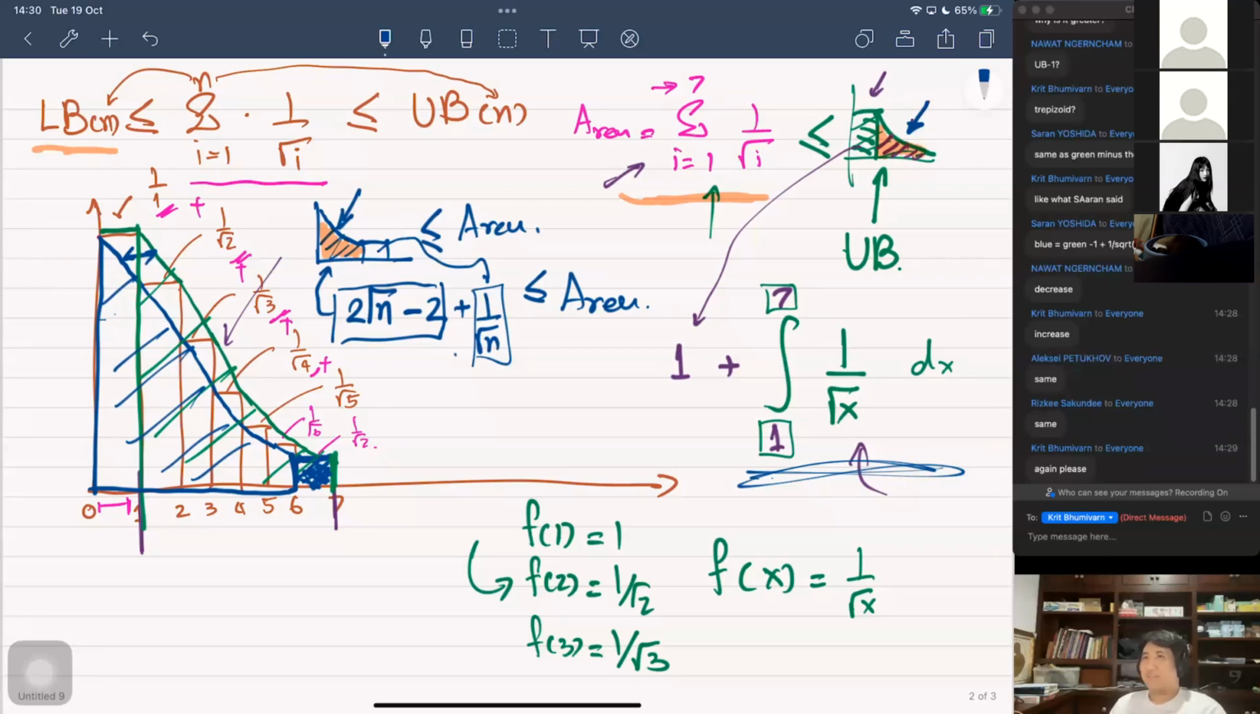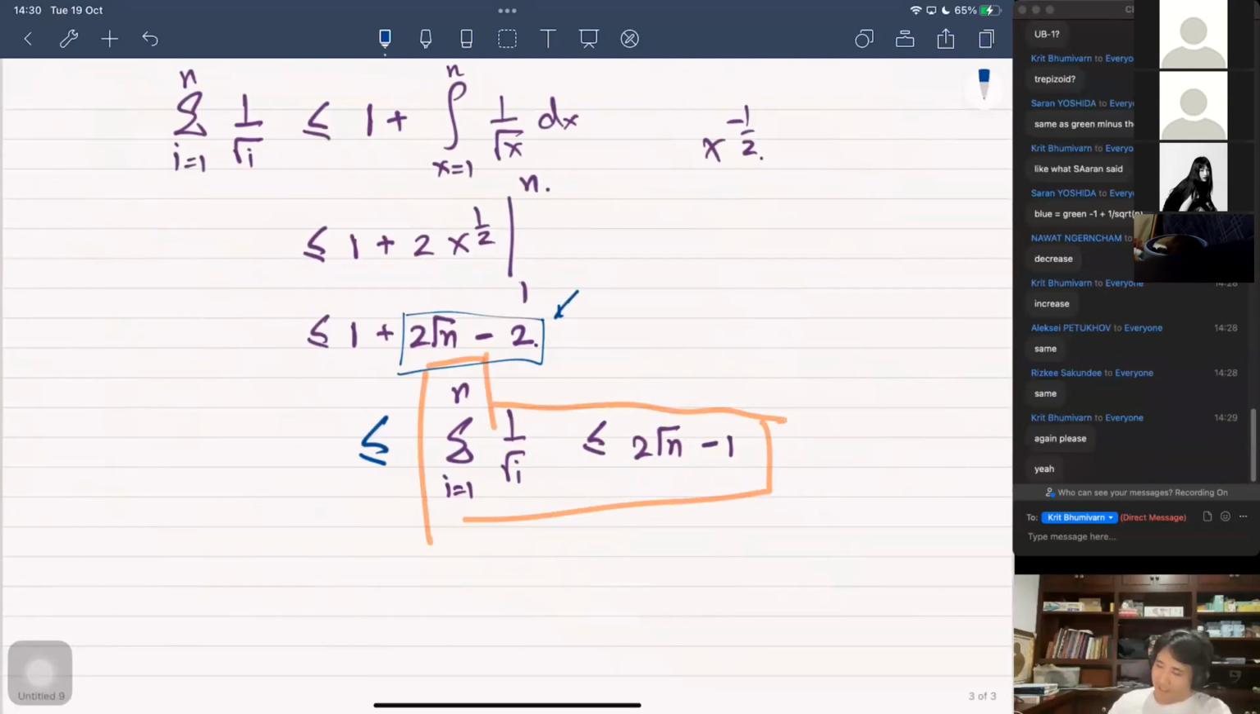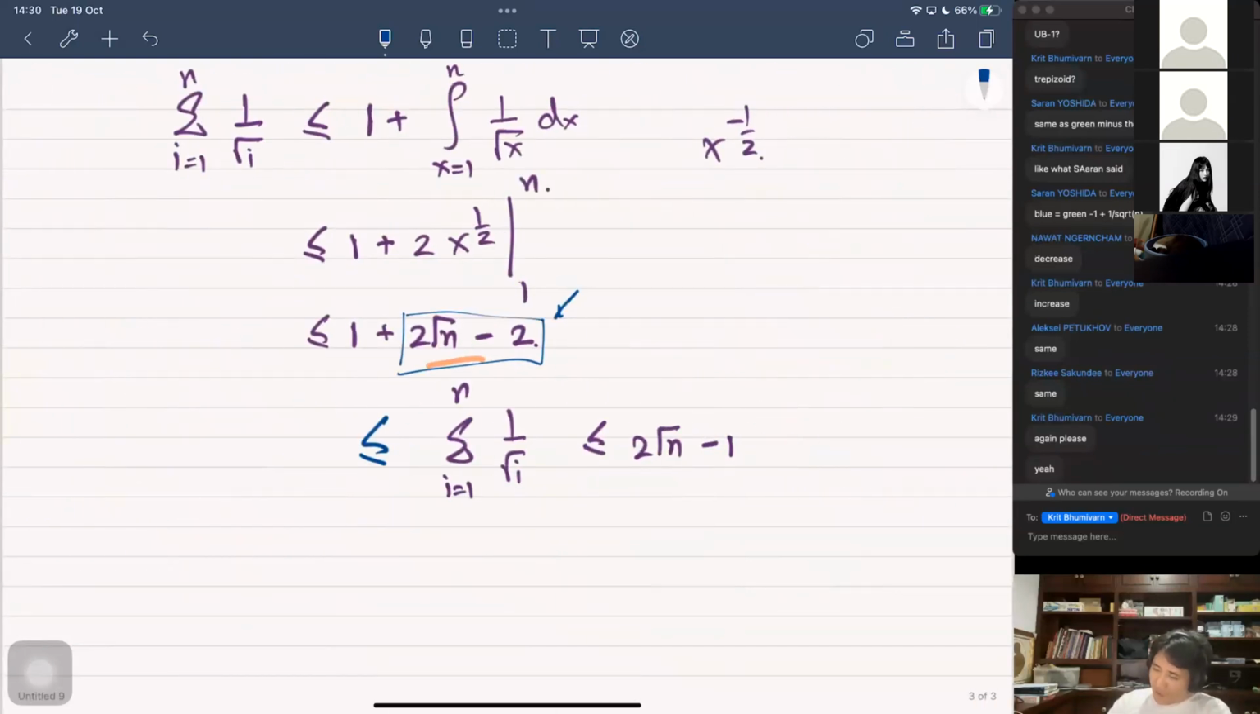Are we good? Or any particular part you are wondering about? Okay, good. So we have the lower bound. The lower bound looks like 2 square root n minus 2 plus 1 over square root n. So that's good. So this technique is called the integral bound.